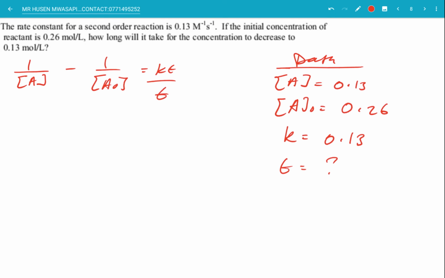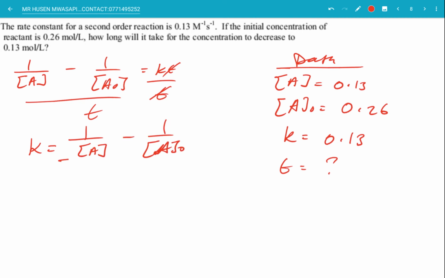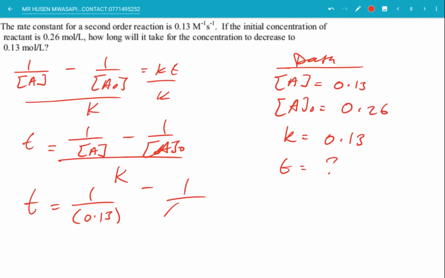So here, you can just make T the subject of the formula. Then you have T being equal to 1 over concentration at some time minus 1 over initial concentration, over K. Sorry, it's supposed to be K. So it will be T being equal to 1 over the concentration, which is 0.13, minus 1 over 0.26, over 0.13. And if you compute this carefully, you have the time to be 13 seconds.